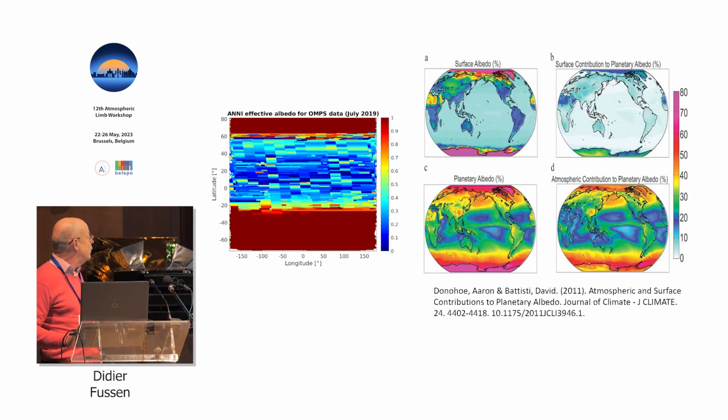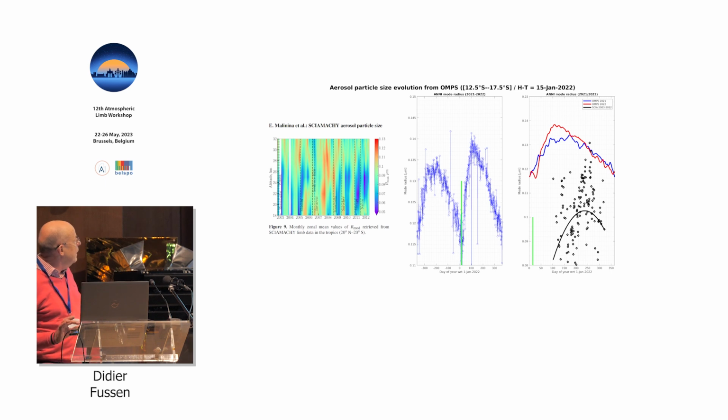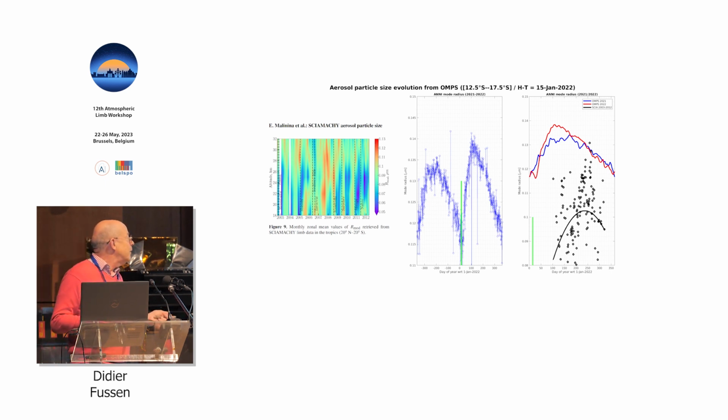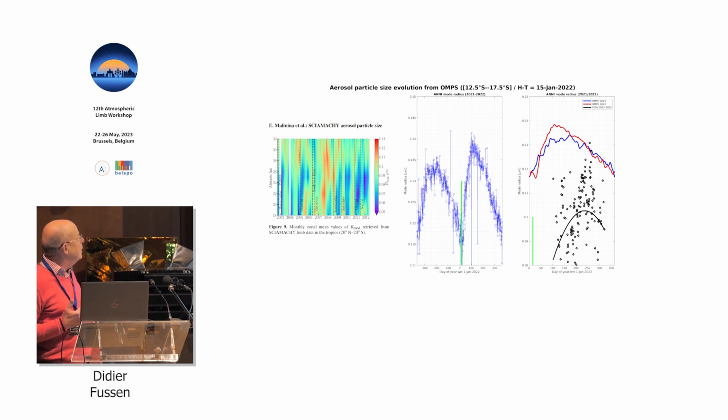Albedo also is just to try to recognize a planetary albedo. It's possible even if the accuracy is not good, and this is probably the last and very fresh results. This is Hunga Tonga. I have processed OMPS data in this latitude band. And yes, I was first happy to see a nice increase of the particle size distribution of the effective radius.